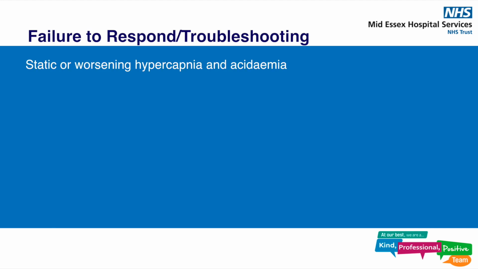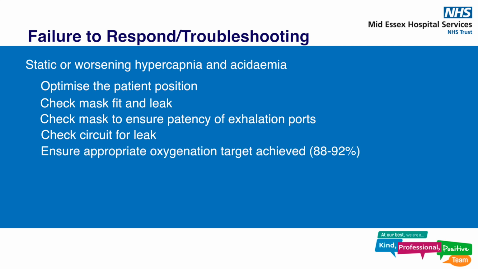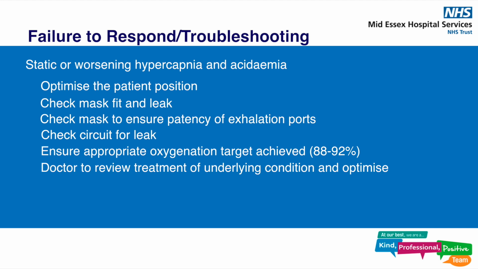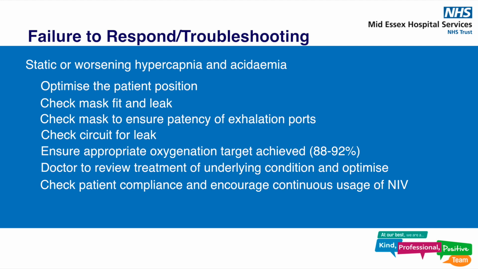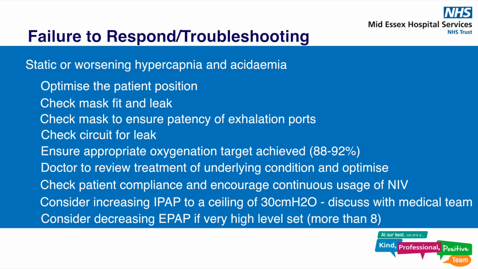If the arterial blood gases show static or worsening hypercapnia and acidemia, try optimising the patient's position. Also check the mask fit and any leak. Check patency of exhalation ports and check the circuit for leaks. Ensure that the appropriate oxygen is being delivered to achieve target SATs. Ask for a doctor to review the treatment of underlying conditions and optimise. Check patient compliance and ensure continuous use of NIV. Consider increasing IPAP to a ceiling of 30 centimetres of water and discuss this with the medical team first. Consider decreasing the EPAP if this is set high.